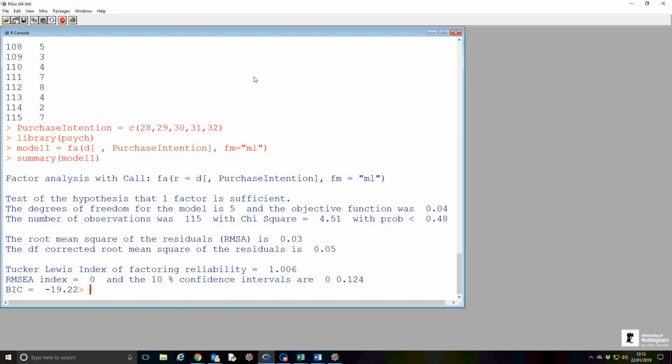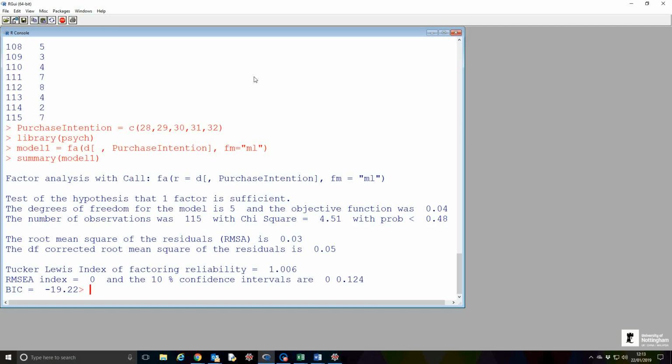And indeed here we see that the RMSEA is 0. It's really close to the 0.03. So we are happy with that. We see that the confidence intervals are 0 to 0.124, which means that that's the range where our RMSEA index fluctuates between. And again, you want these intervals to be as close to each other as possible.